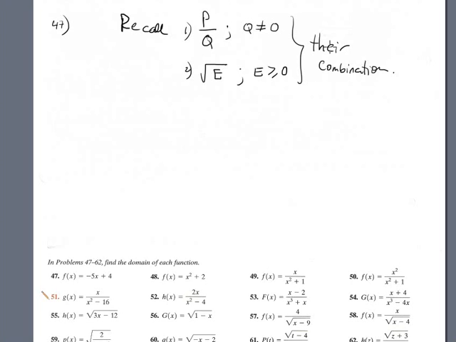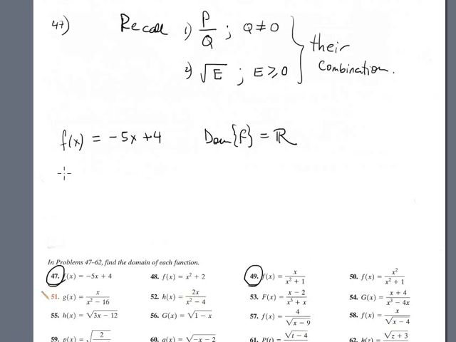That's it. For example, 47 is elementary. f of x is equal to minus 5x plus 4. It is a linear function. So it is obvious that the domain of the function f is all real numbers. That's it, 47. 49. Well, 49 is different because we have a quotient.